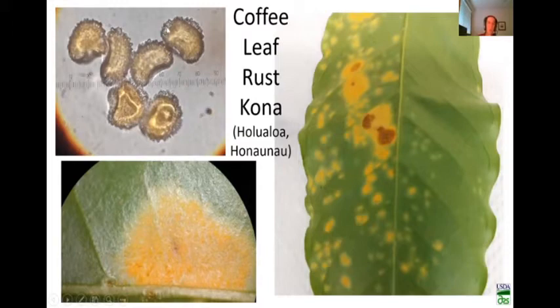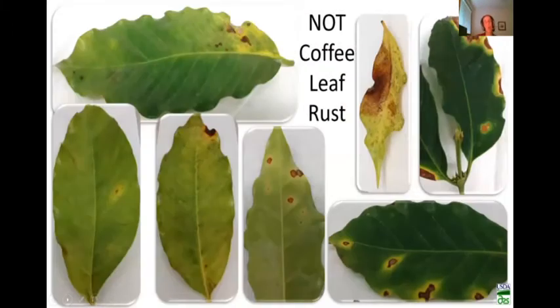You can see the spikes associated with them. It's kind of a matrix on the outside, the yellowish color that we're seeing, and the smooth portion of the spore. It has been very confusing, even for trained eyes with microscopes. So what I wanted to do was share some pictures, which is not coffee leaf rust.